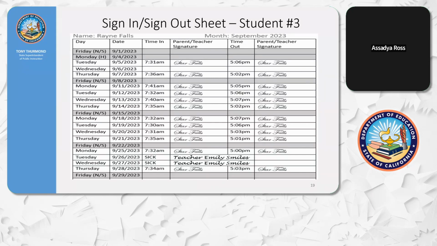You'll also see that later in the month, on Tuesday 9/26 and Wednesday 9/27, Rain Falls was sick. Teacher Emily notated this with the reason of sick, as well as a full signature. So these days will be considered excused absences.